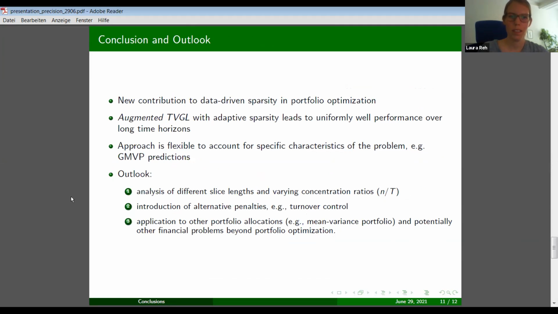It is very flexible, it is very sparse at the same time, and of course, there's still much to do. So what we're planning is to extend the approach to other settings, especially other concentration ratios of cross-sectional per time estimation units, and to use a broader class of loss functions, especially turnover, which is something that we want to explicitly attack in the next step. And then we might also want to apply it to other portfolio allocations, like the mean variance portfolio, or potentially even other financial problems where we can use this model for the precision matrix.